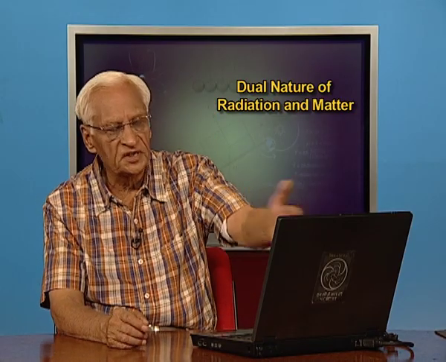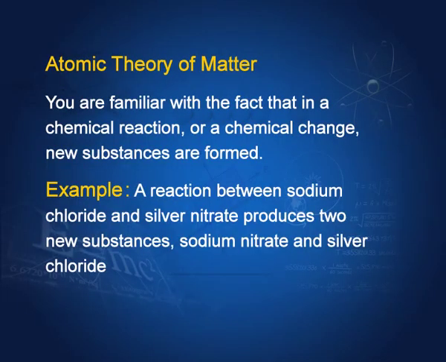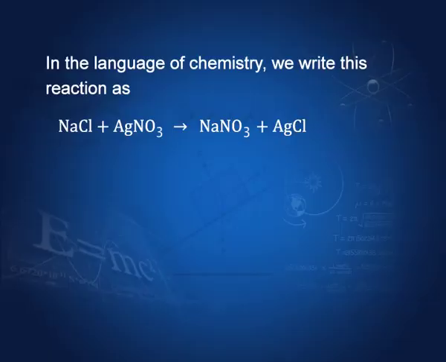So, let us consider the atomic theory of matter. You are familiar with the fact that in a chemical reaction or a chemical change, new substances are produced. I will take this reaction as an example: NaCl plus AgNO3, sodium chloride plus silver nitrate, would give you sodium nitrate plus silver chloride.